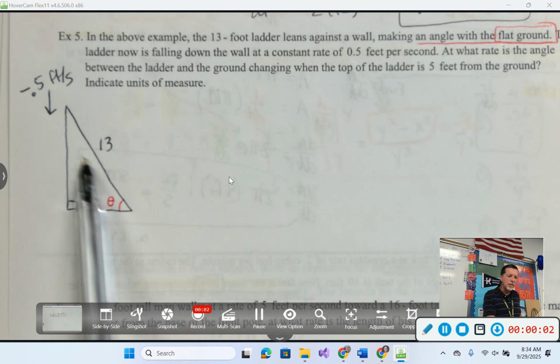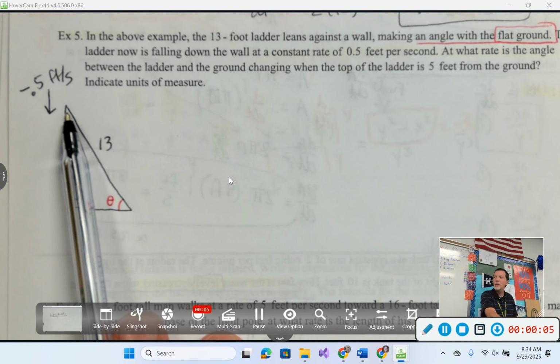I'd want to label it, but I wanted to finish reading the problem before I figure out what variable to call that.